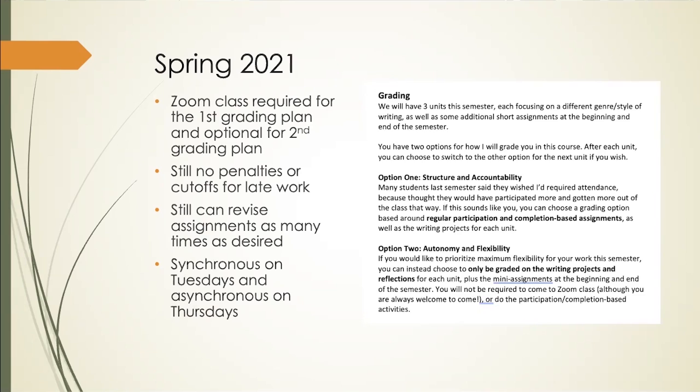And we've been doing synchronous class on Tuesdays and asynchronous on Thursdays. Like last semester, attendance has declined, but not nearly as bad as in the fall. They still have between 4 and 15 students showing up every week. And right now, only one of them is required to come. So I certainly have a lot of voluntary participation happening.